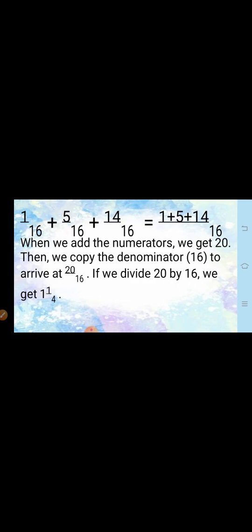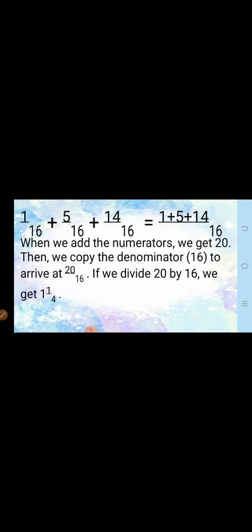And then we will have to i-reduce ulit natin into lowest term. We can get 5 over 4, kasi nga the lowest term of 20 over 16 is 5 over 4. We will have to divide the numerator and the denominator by 4. So 20 divided by 4 is 5, and then 16 divided by 4 is 4. So we get 5 over 4. Okay, so tapos na tayo dito sa similar fractions.